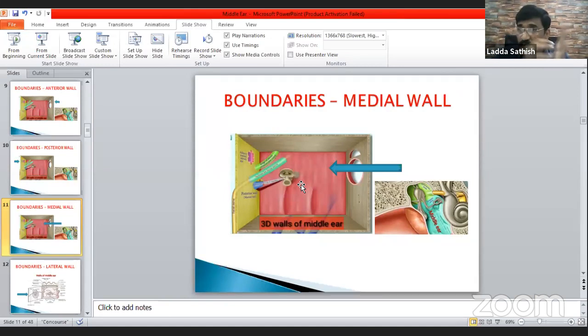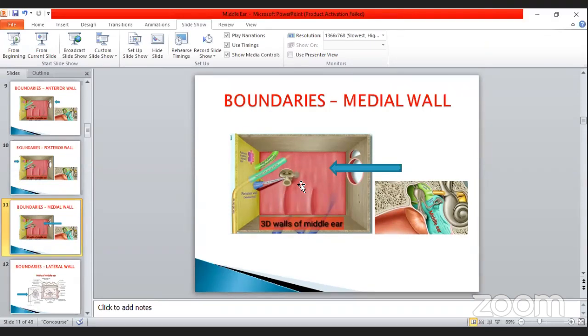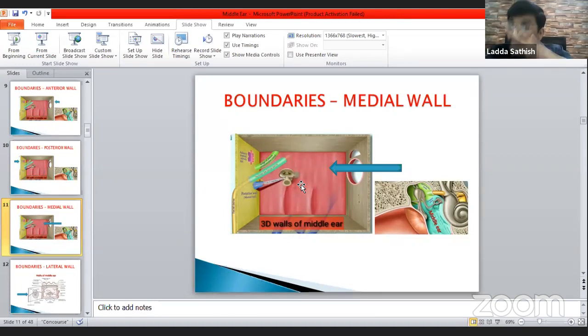As it is having communication with the fenestra vestibuli, then why is there a fenestra cochlea? This fenestra cochlea, as we know, the vibrations create the sound. Now this sound is transferred to the inner ear by means of the fenestra vestibuli, but there is need of some stimulation to vibrate the basilar membrane of the cochlea, a part of the inner ear, for hearing.